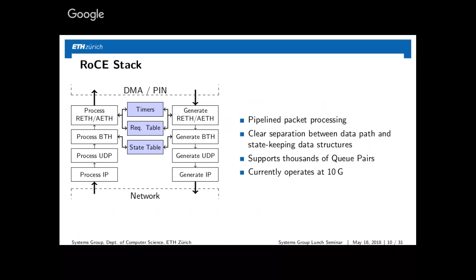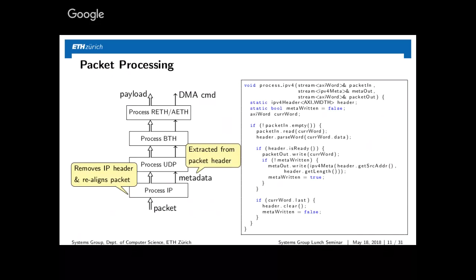And we clearly separate this to simplify design and also have no direct influence between the two data types. And this design can support thousands of queue pairs, in other words, connections. And currently it operates at 10G, since that's what we have on this board. Now we're going to look in more detail at how we actually do this packet processing.